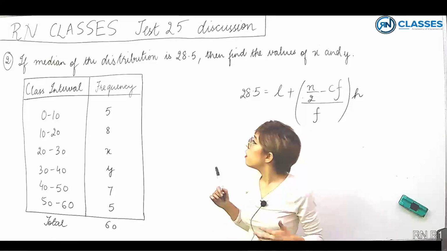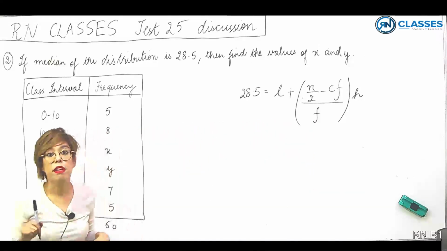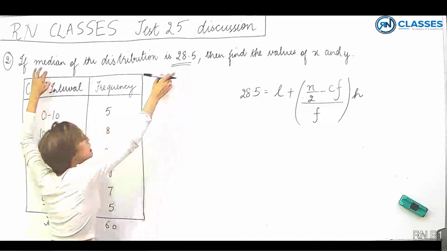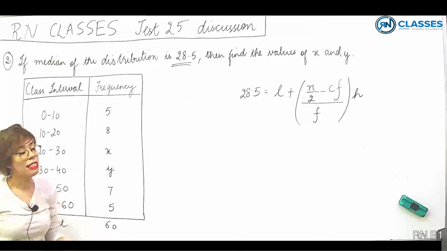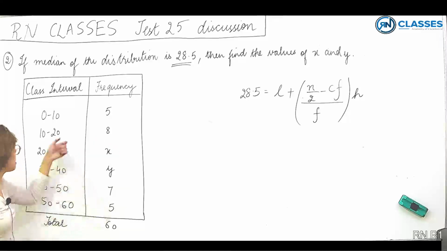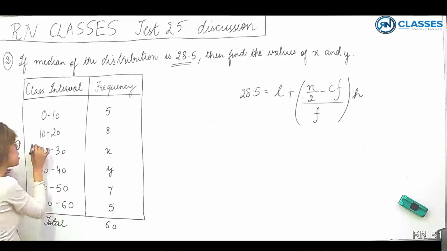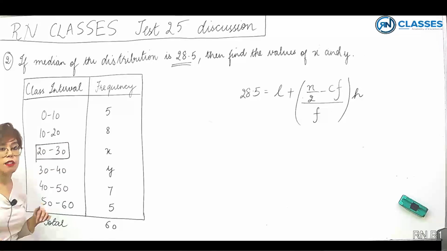Now, lower limit of the median class. Oh, I don't know the median class. I don't know the median class. Median is 28.5. Median lies in the median class, obviously. Now, 28.5 lies in which interval? This one? No. This one? No. This one? Yes. So that means 20 to 30 is your median class.